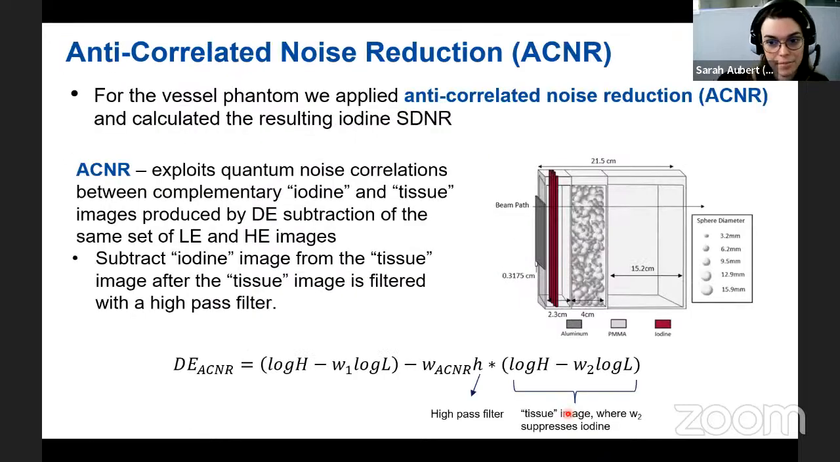So in addition to this study, we also looked at applying something called the anti-correlated noise reduction, or ACNR, to our vessel phantom images. And we calculated the resulting iodine SDNR. So ACNR exploits the quantum noise correlations between an iodine and a tissue image produced by dual energy subtraction of the same set of low and high energy images. So in this case, we take an iodine-only image from our tissue-only image after our tissue image is filtered with a high-pass filter. And so it follows what we were looking at before with the addition of this high pass filter and subtracting out a tissue-only image.